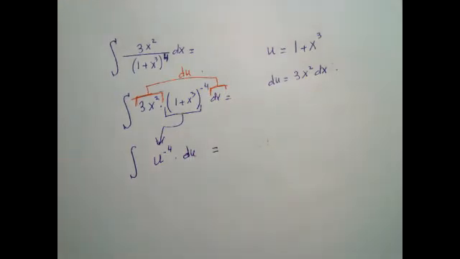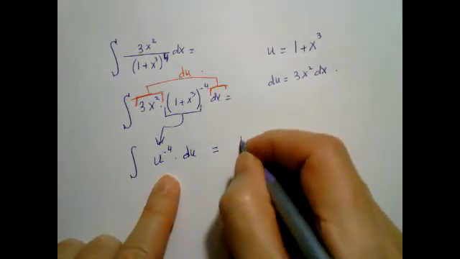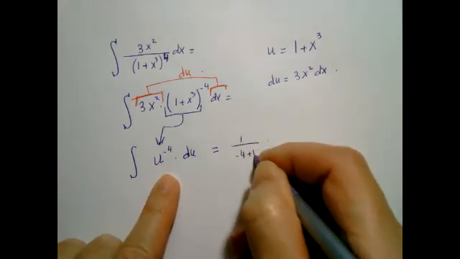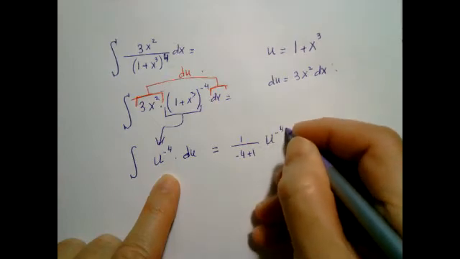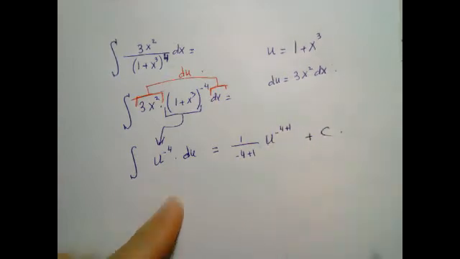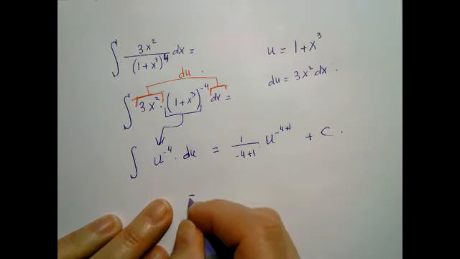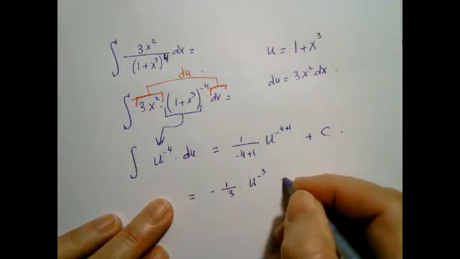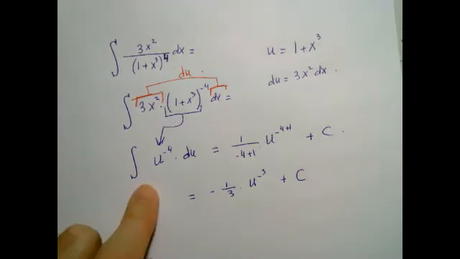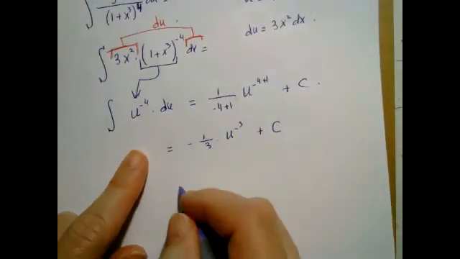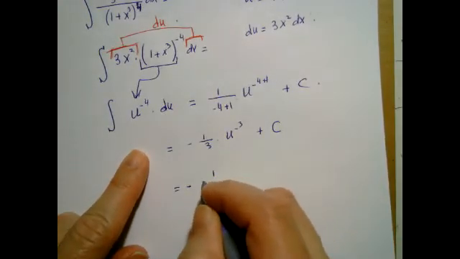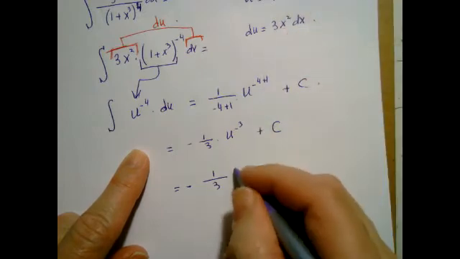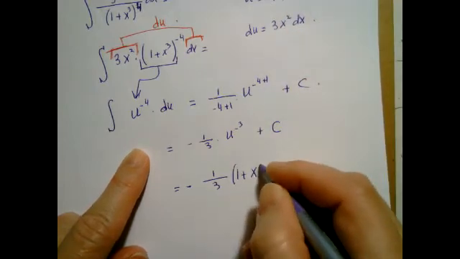Once I have my integral in u, that's a new integral. That's the easy one I should be able to evaluate. Now this is going to give me 1 over minus 4 plus 1, u to the minus 4 plus 1, plus a constant c. It means minus a third u to the minus 3 plus c. So once I find this new integral in u, then I go back. The last step would be to substitute u in terms of x. That's the last step after I evaluate my integral.